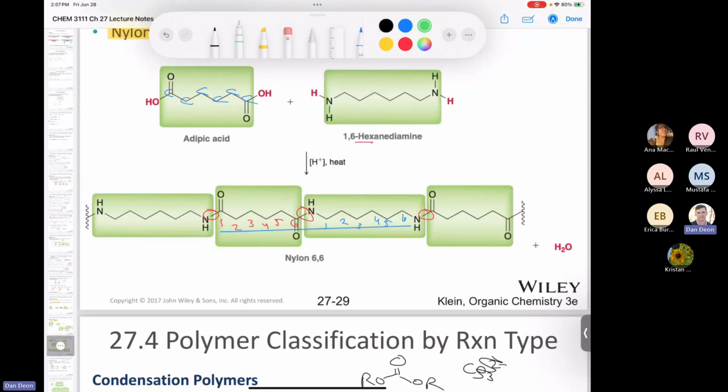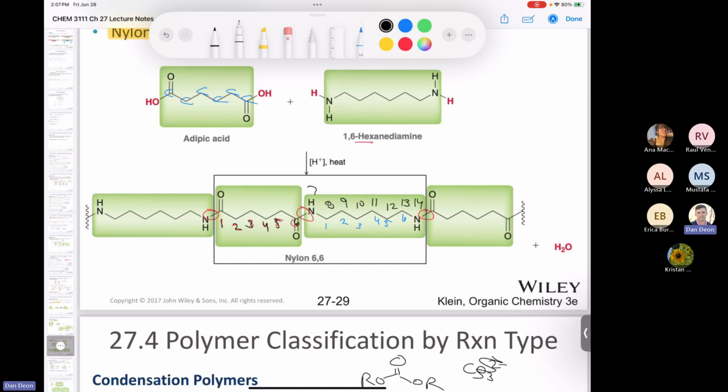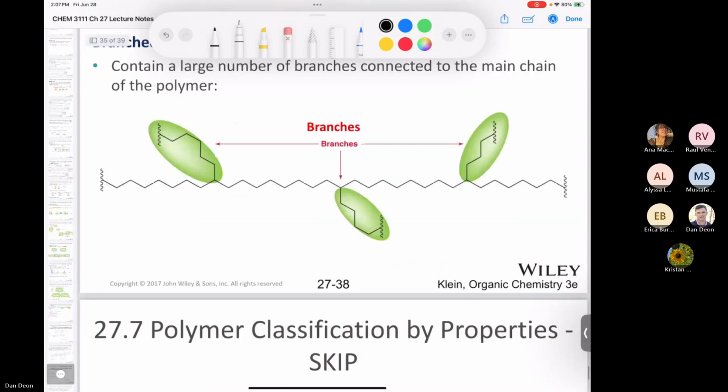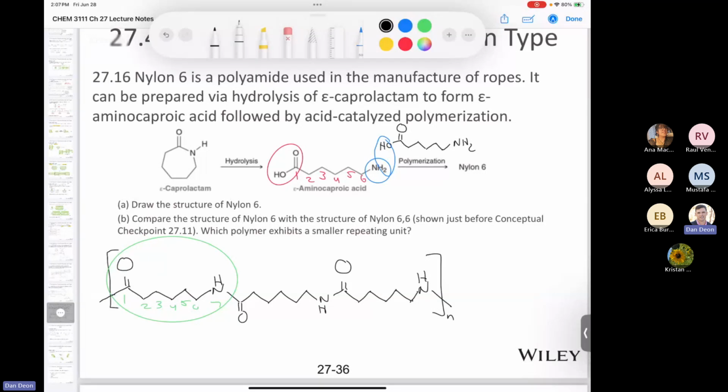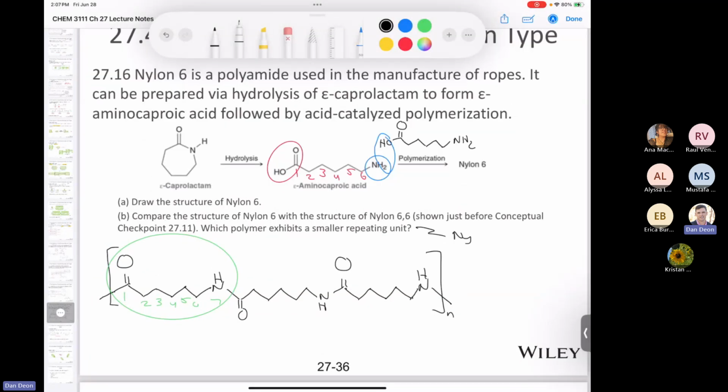So in nylon 6,6, you see that our repeating unit is all of this here, which is a total of 1, 2, 3, 4, 5, 6, 7, 8, 9, 10, 11, 12, 13, 14 atoms in the repeating unit. So there's your answer right there. So if we go back here, we'll say the one that has the smaller repeating unit is going to be the nylon 6. It's a much smaller repeating unit. It's half the size of nylon 6,6. All right, and there you go.